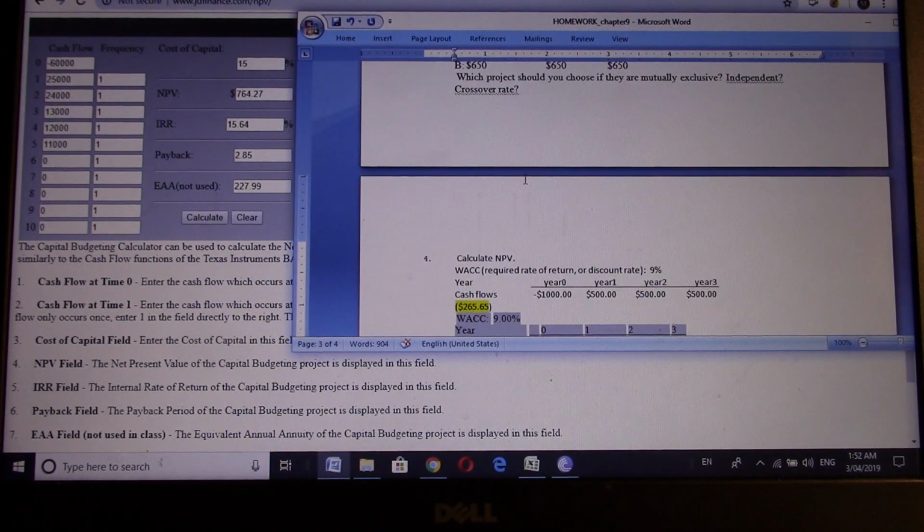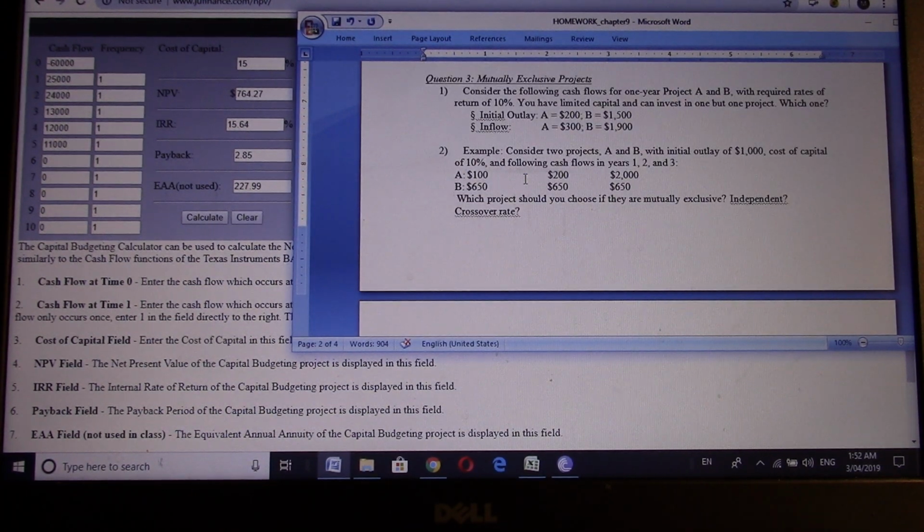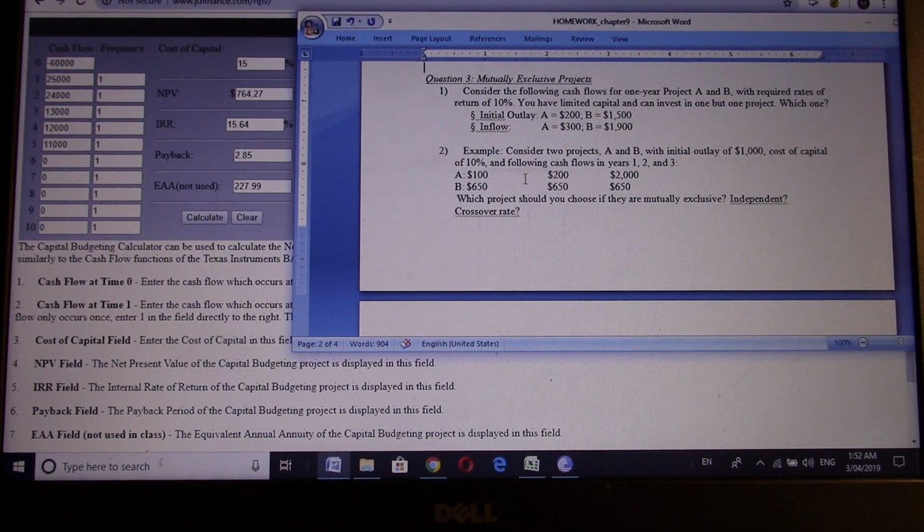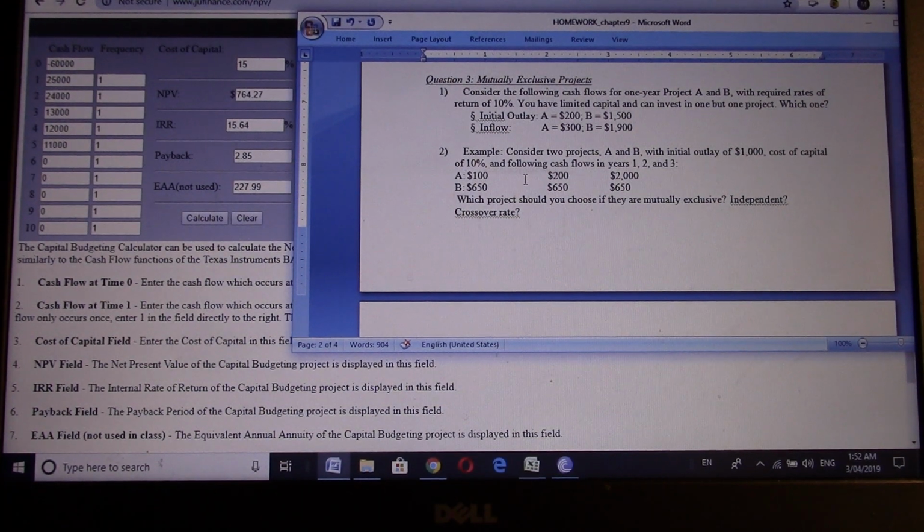Now the second question is asking for the crossover rate for the two projects. So you've got project A and project B here. Both require $1,000 as initial expenses. So which project should you choose if they are mutually exclusive? What about if they are independent? And how much is the crossover rate?